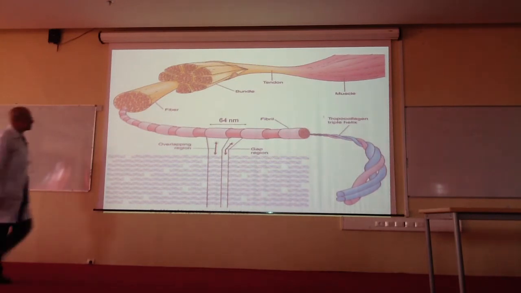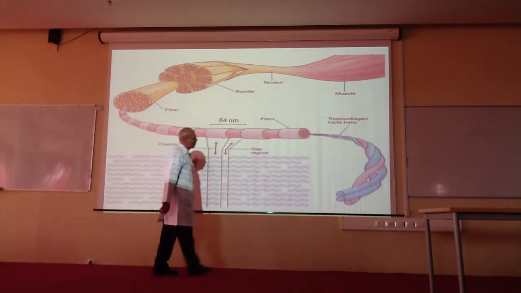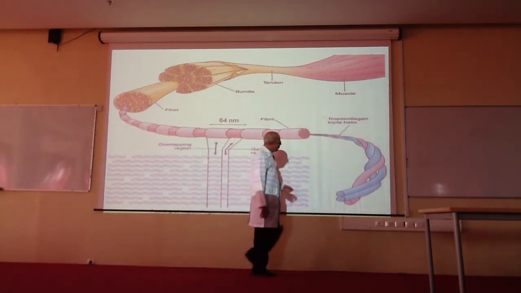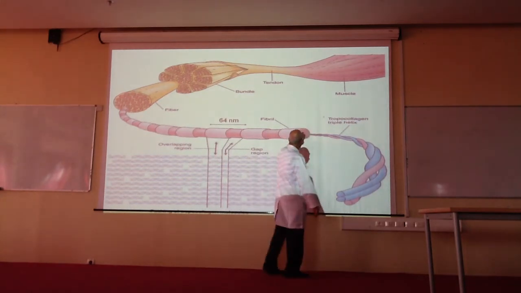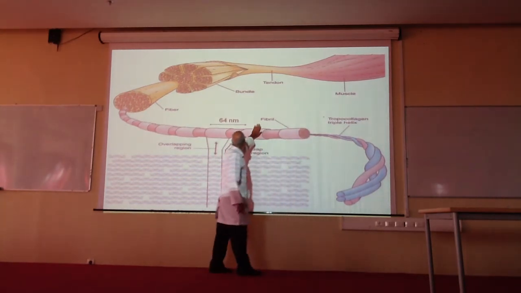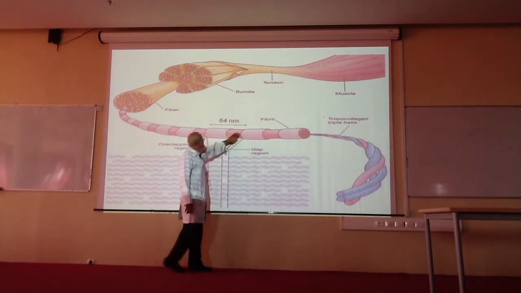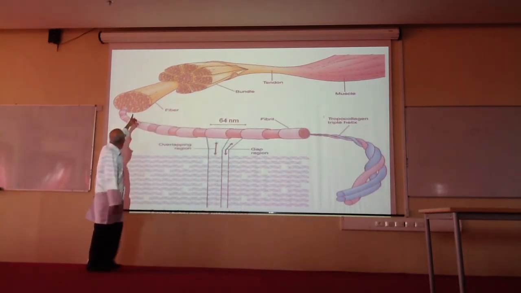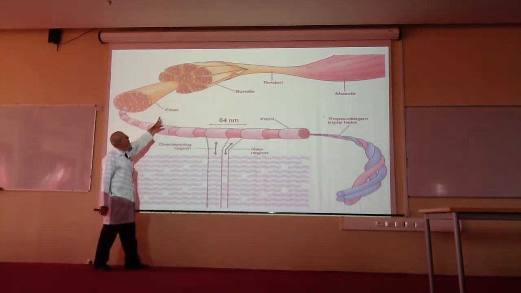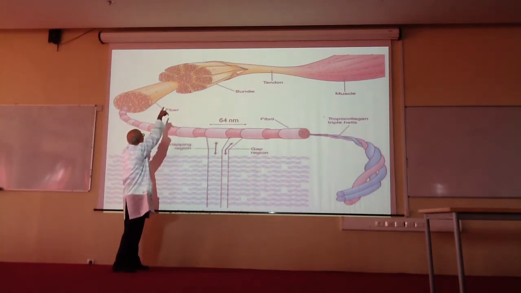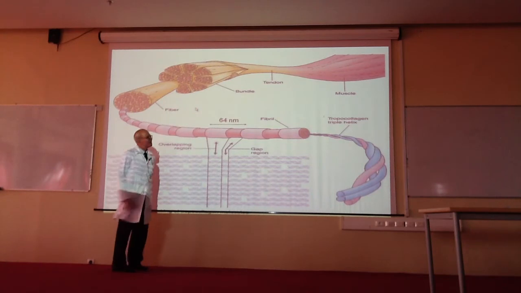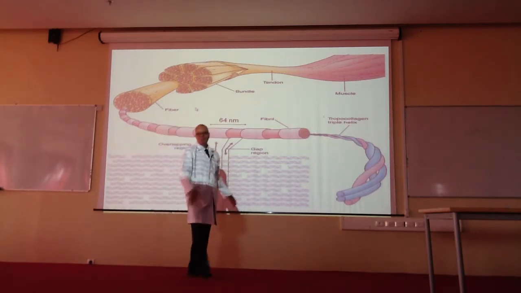So we start with tropocollagen molecules. These molecules will form fibrils. The fibrils will connect to form fibers. And the fibers will connect to form bundles. And this forms a tendon.